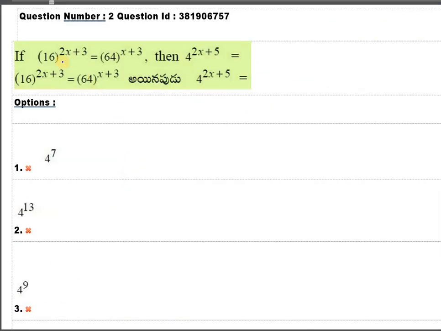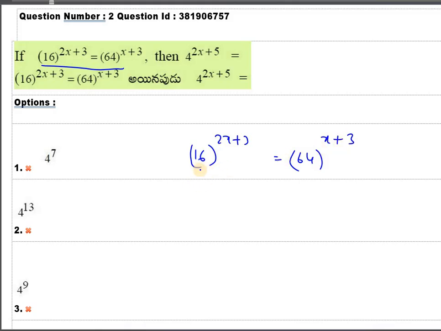Now question number 2. If 16 power 2x plus 3 is equal to 64 power x plus 3, then find 4 power 2x plus 5 is equal to how much? This we have to find. So here what is given to us? We will write here 16 power 2x plus 3 is equal to 64 power x plus 3. This kind of question comes always.